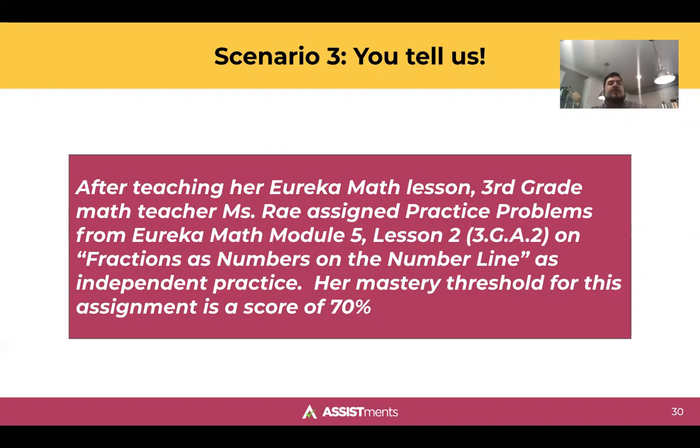So after teaching her Eureka math lesson, third grade math teacher Miss Ray assigned practice problems from Eureka Math Module 5, Lesson 2, on fractions as numbers on the number line, as independent practice. Her mastery threshold for this assignment is a score of 70%. We know that different teachers out there may have different thresholds of mastery. In this case, this teacher is going with a 70% score as her threshold.